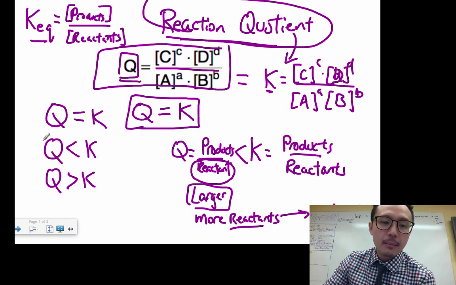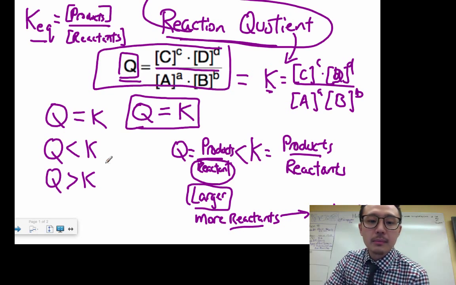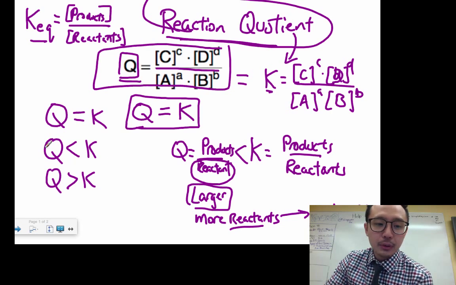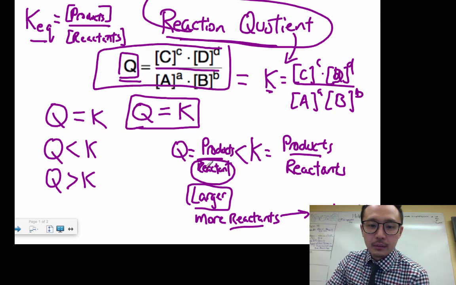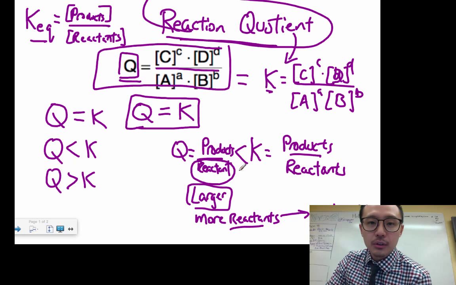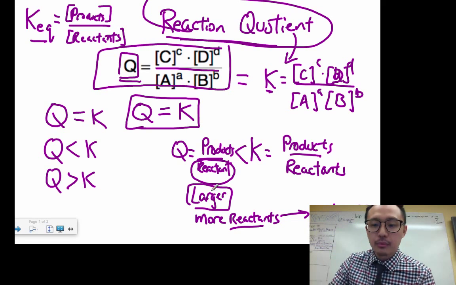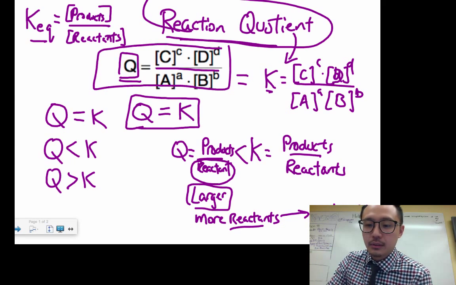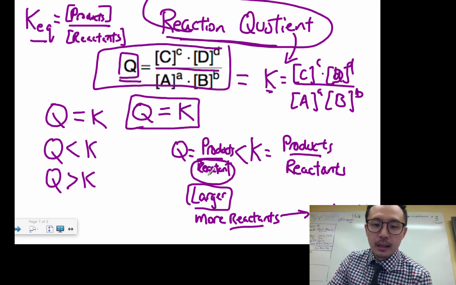So just to recap, how do you get Q to be smaller than K? In order for Q to be smaller than K, your reactants have to be larger. And your concentration is large, so you can still make a lot more products to get to K, which is your equilibrium.